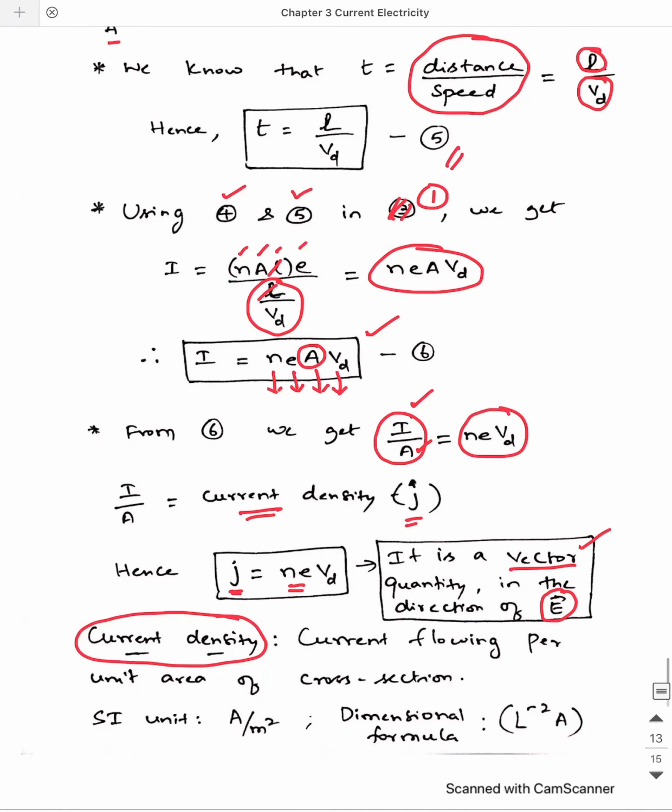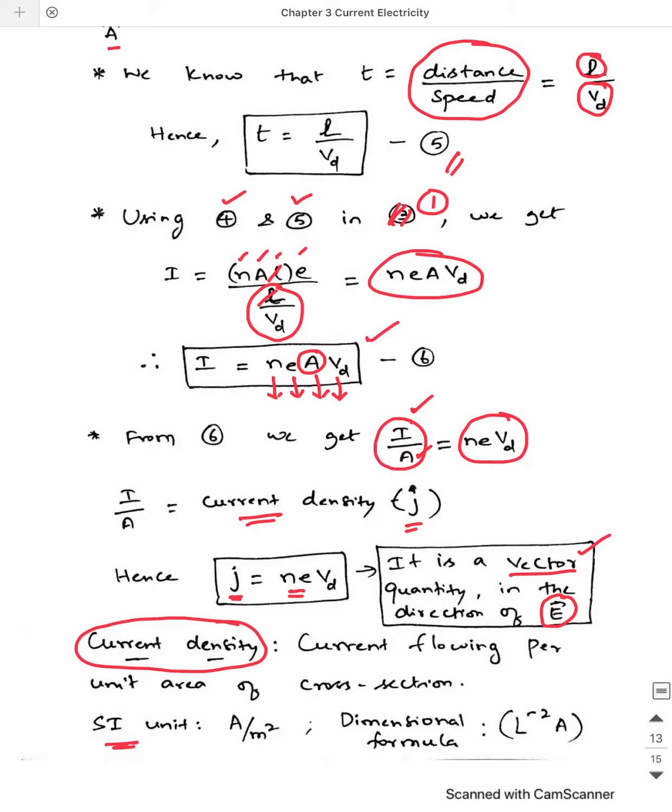Now what is the SI unit for it? Current density is I by A. Current is measured in ampere and area is measured in meter square, so ampere per meter square is the SI unit, and the dimensional formula is L power minus 2 into A. It's a direct derivation. So this is all about the relation between drift velocity and current, and also the drift velocity and the current density.